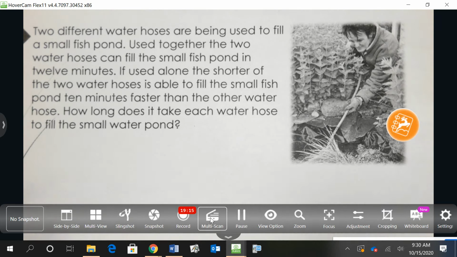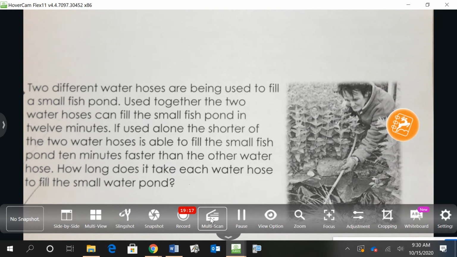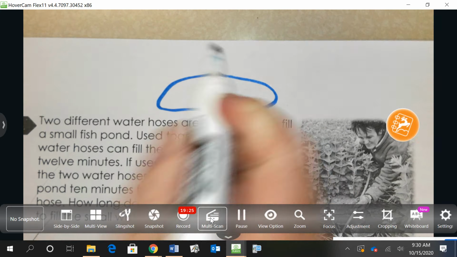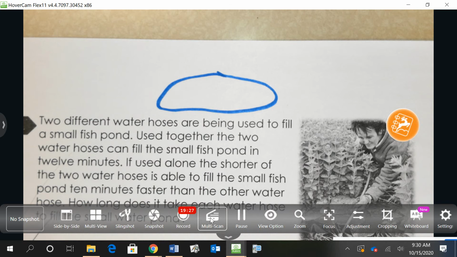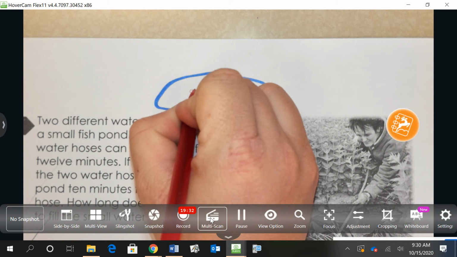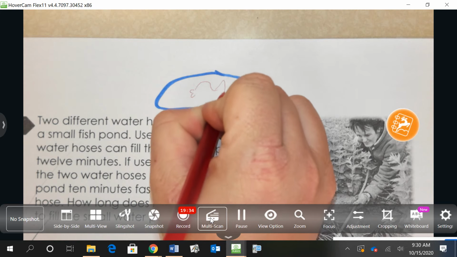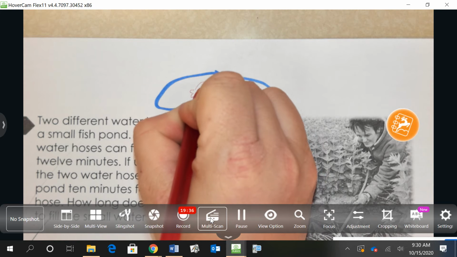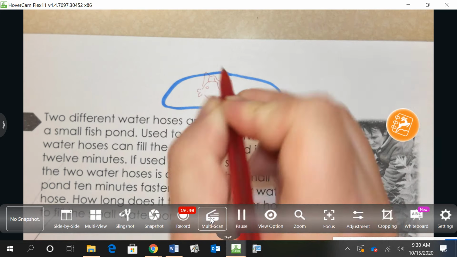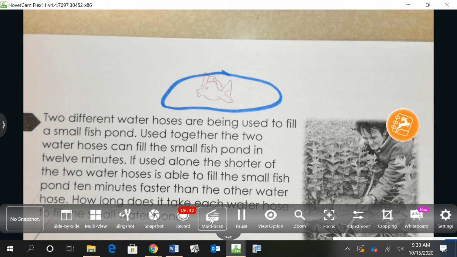Okay, so I'm going to draw a picture, and in no means am I an artist here. So we have a small fish pond. There's my pond, and yeah, that's a large fish in this pond. That's my best work. Okay, so this is a fish pond, and there's two different sized water hoses that are going into this pond.